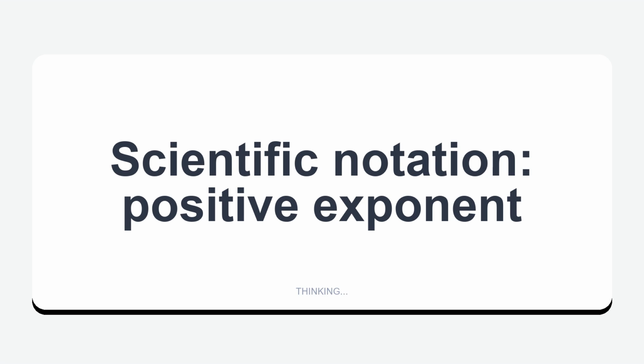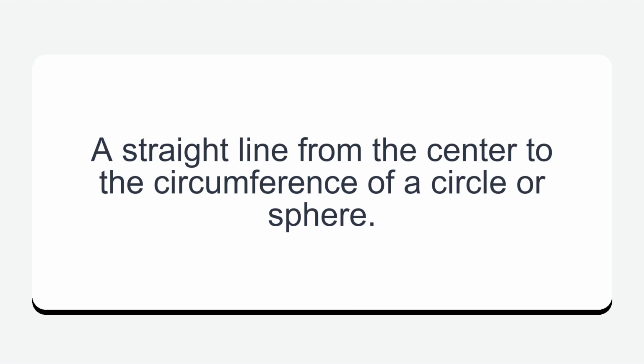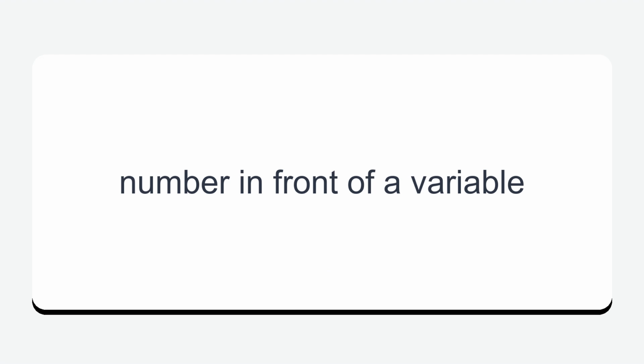Scientific notation, positive exponent. Move the decimal to the right. Radius. A straight line from the center to the circumference of a circle or sphere. Coefficient. Number in front of a variable.